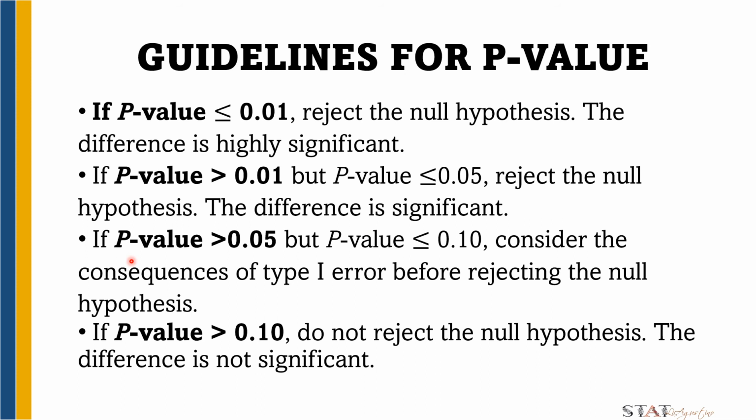If the p-value is greater than 0.05 but less than or equal to 0.10, consider the consequences of type 1 error before rejecting the null hypothesis. And if your p-value is greater than 0.10, do not reject the null hypothesis. The difference is not significant.